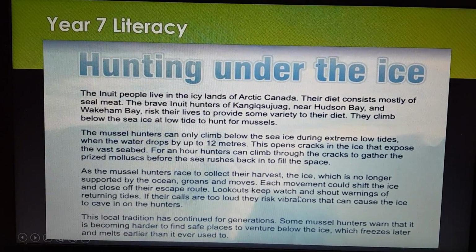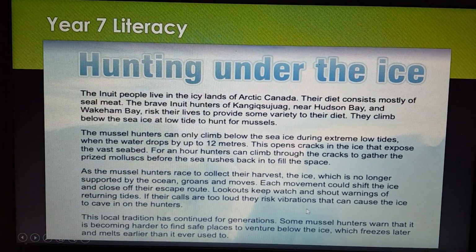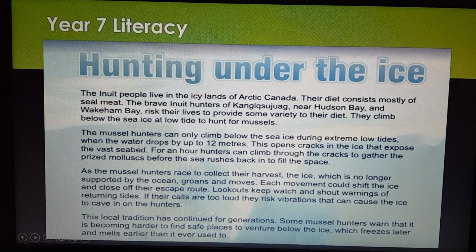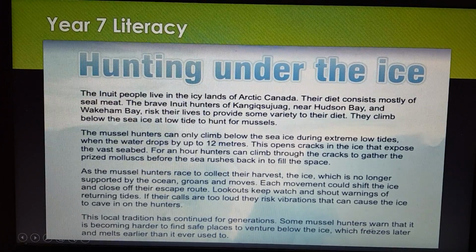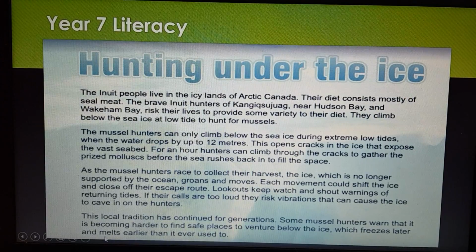Lookouts keep watch and shout warnings of returning tides. If their calls are too loud, they risk vibrations that can cause the ice to cave in on the hunters. This local tradition has continued for generations. Some mussel hunters warn that it is becoming harder to find safe places to venture below the ice, which freezes later and melts earlier than it ever used to.